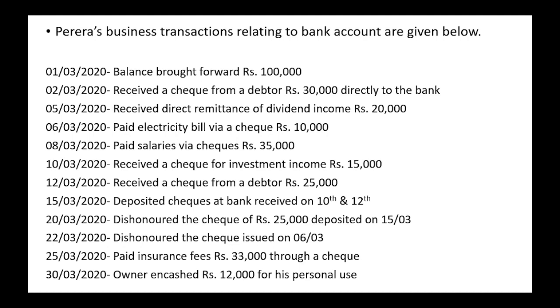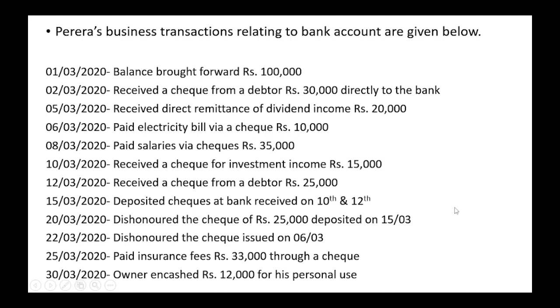And the next one is 6th of March, paid electricity bill via a check. It is issuing a check. So we are going to credit the bank account. Paid salary via checks 35,000. Again you have to credit the bank account, because when paying salary, the bank balance goes down. Therefore, you have to credit the bank account. Received a check for investment income. Received a check. So, receiving a check, remember that here we are not going to debit the bank account because it is received only.